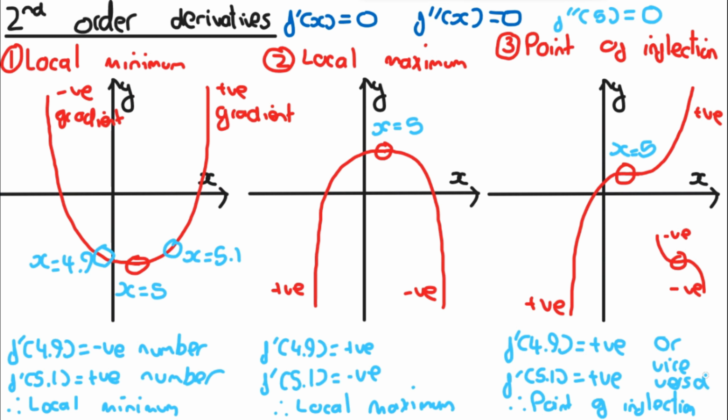So just to note, this method also works regardless of whether f dash dash of x is equal to 0. So if you prefer this method of analysing the points around 5, you can do it instead of the second derivative if you want. But if f dash dash of x is equal to 0, we have no choice. We have to use this method.